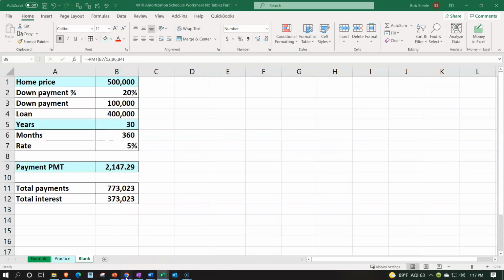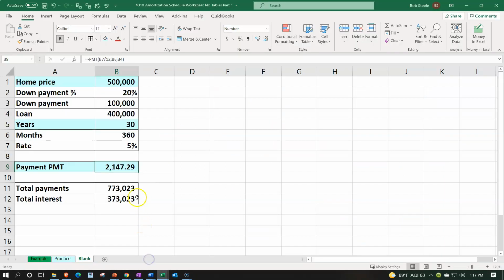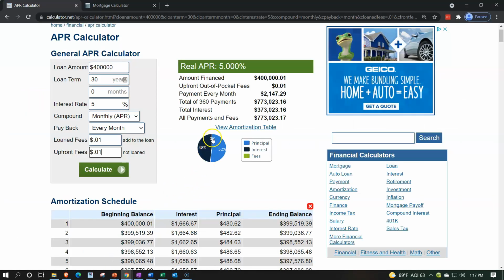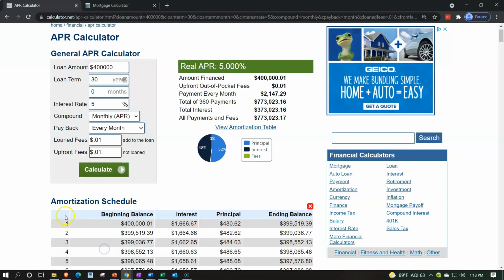2147.29, which matches what we got here, right? And we then have the total payments of 773,023. So that looks good. And then we've got the total interest, the 373,023 on the interest.